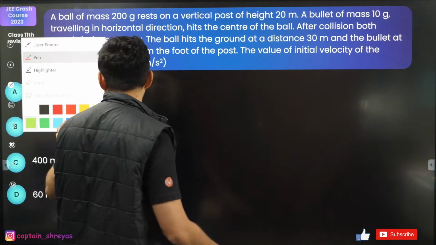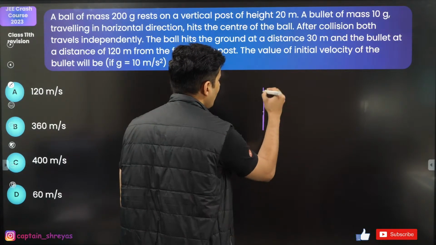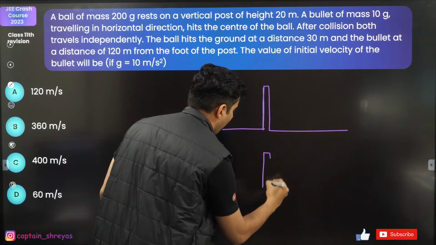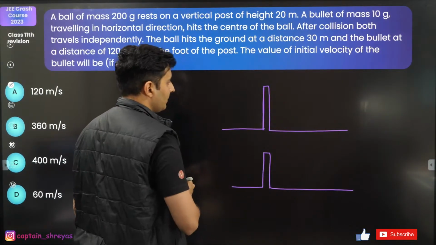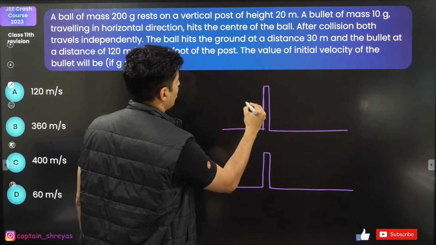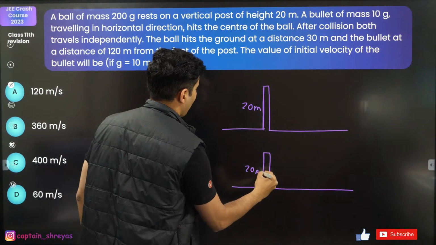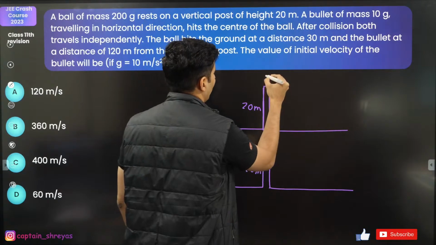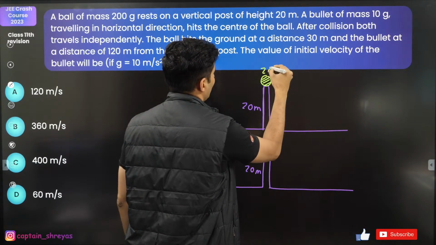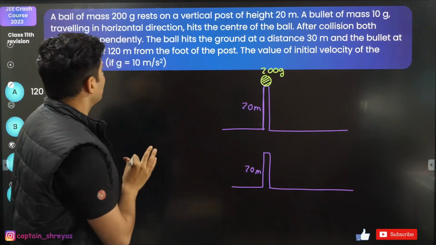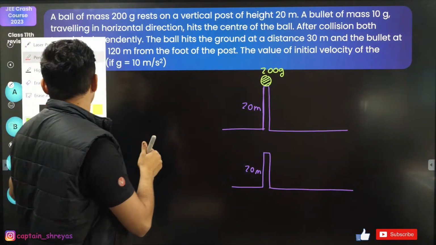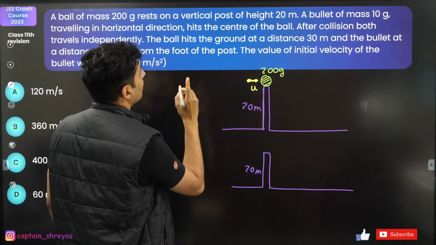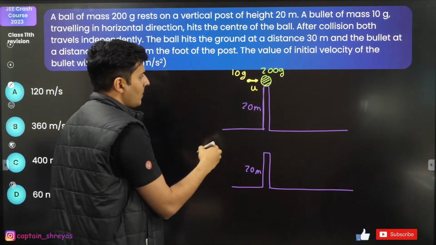Okay, interesting. Let's try to draw the diagram first. This is a vertical post. I'll show before and after diagrams. Okay, this height is how much? 20 meters. Okay, so there is a ball of mass 200 grams, it is at rest. A bullet is going to hit it with certain speed. The mass of the bullet is 10 grams.